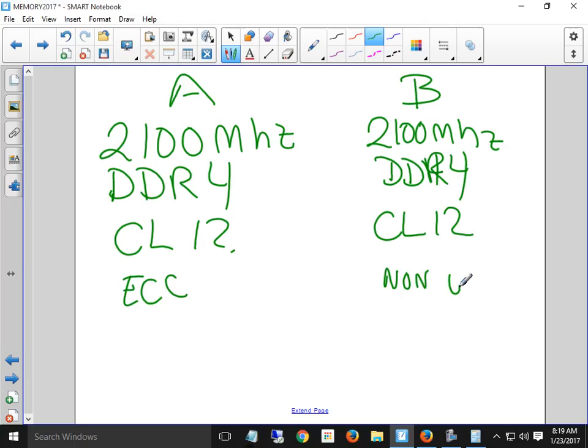Okay, so you have to go and look it up, right? You have to go and look it up. If all these numbers are the same, then I have to keep looking to see what differentiates the two. And if this one's ECC, it's server, and it's definitely going to be slower. Okay? Questions so far?